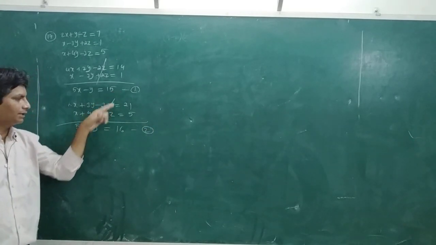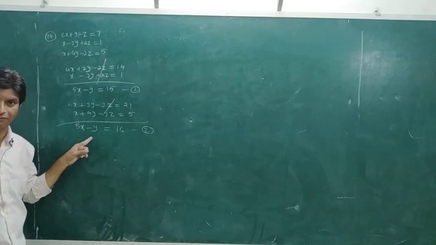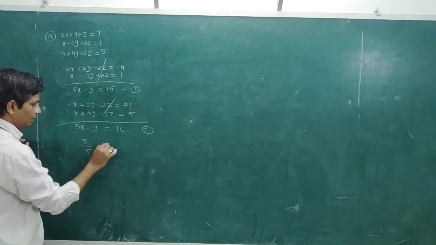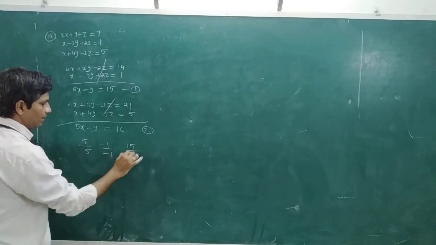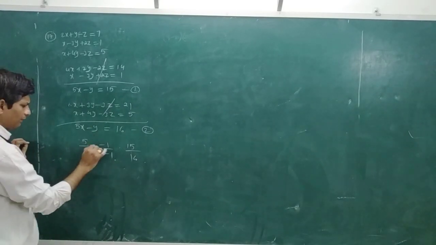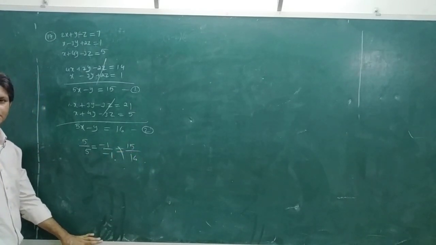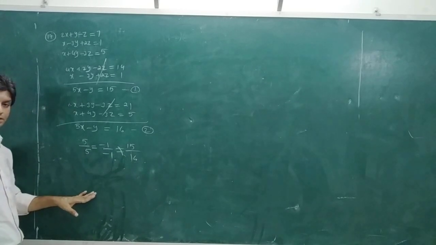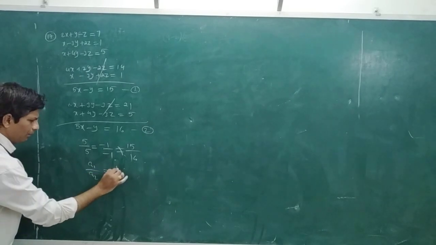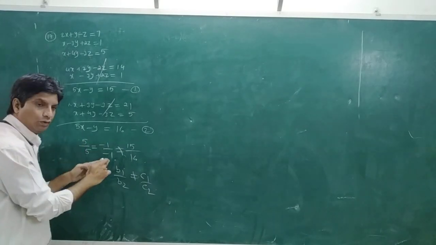Now let us concentrate on equation 1 and equation 2. These two equations are in two variables, only x and y. Now let us check a1/a2. This is 5/5, and this one is minus 1/minus 1, and this is 50/16. Right? So 5/5 is 1, minus 1/minus 1 is 1, which is not equal to 50/16. This is in the form a1/a2 equal to b1/b2 not equal to c1/c2, because this value is 1, this value is 1, but this is not 1.